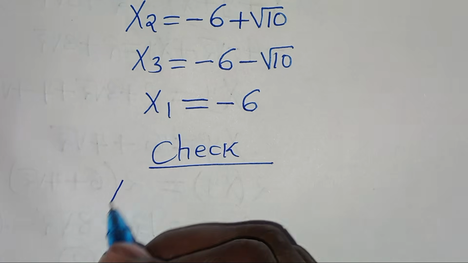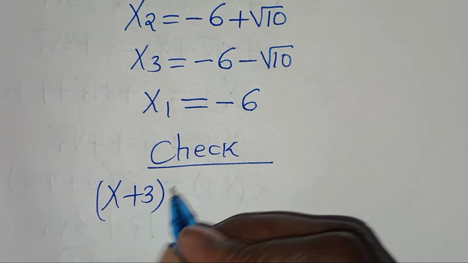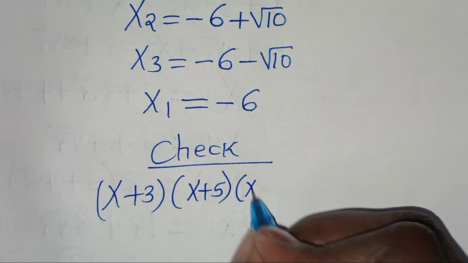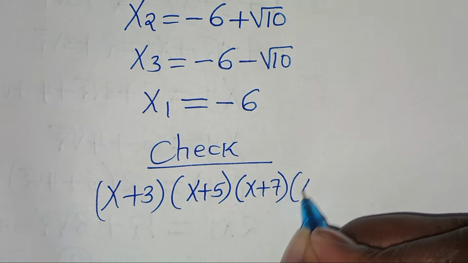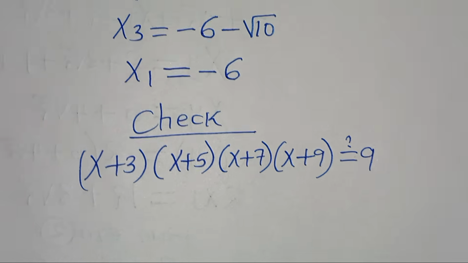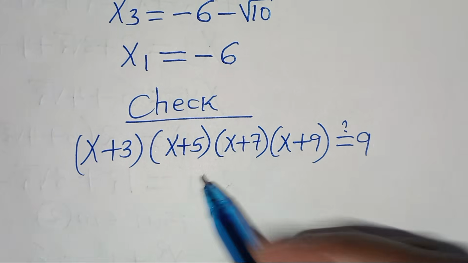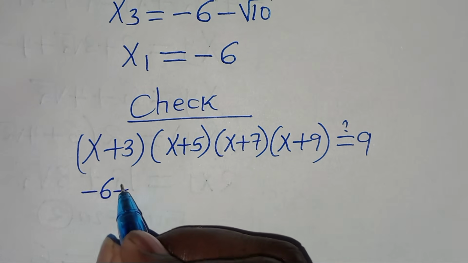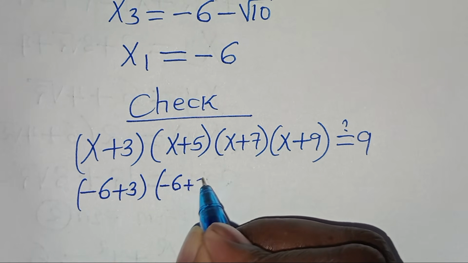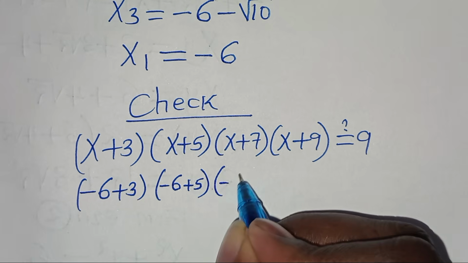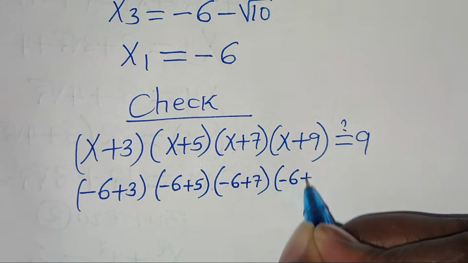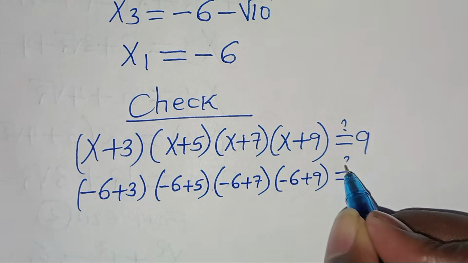Now, we have x plus 3 multiplied by x plus 5 multiplied by x plus 7 multiplied by x plus 9. This should give us a value of 9. Now, let's check with x1, which is minus 6. So this is minus 6 plus 3 multiplied by minus 6 plus 5 multiplied by minus 6 plus 7 multiplied by minus 6 plus 9. This should give us a value of 9.